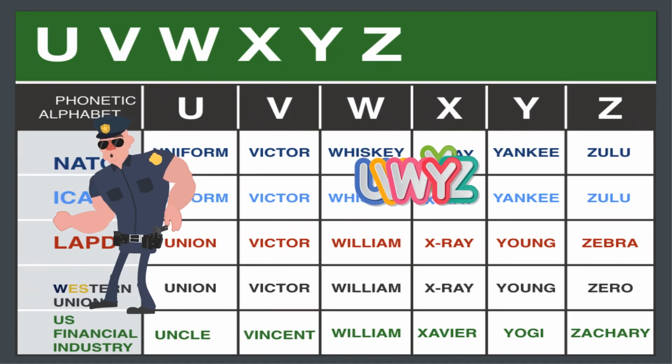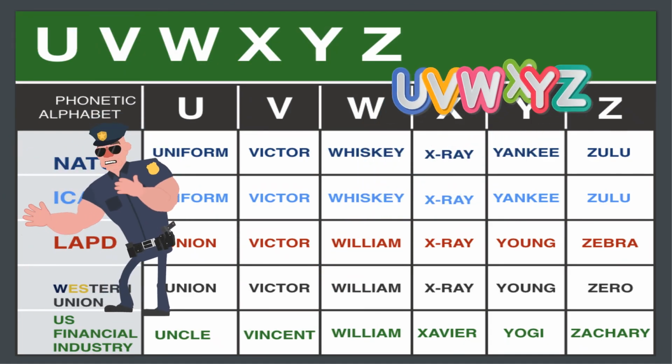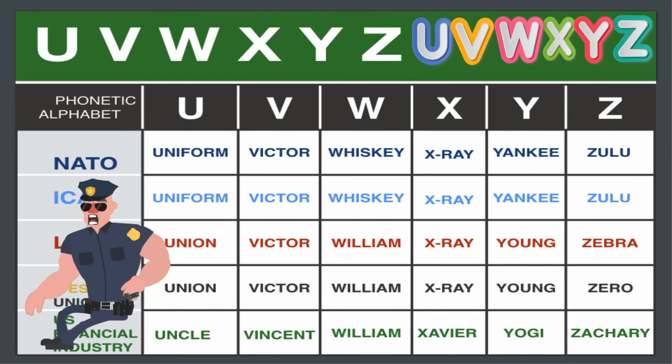Let's get started our review by comparison 5 phonetic alphabets. Guys, please look at the vertical column. For example, for the letter U corresponding codes as in the next words: uniform, union, uncle. Guys, please look at the vertical column. For instance, for the letter V corresponding codes as in the next words: Victor, Vincent.